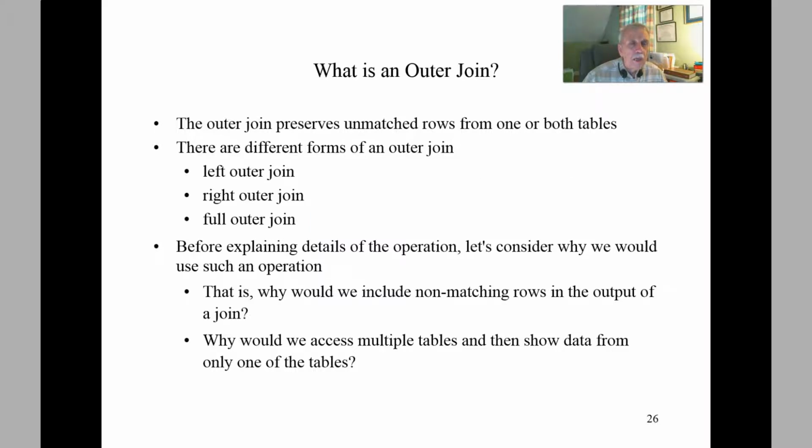Before we explain the details of how the outer join works, let's consider why we would want to use such an operation. That is, why would we include non-matching rows in the output of a join? Why would we access multiple tables, then show data that exists in only one table and has no matching data in the other table? These are good questions to consider, and as we answer these, we'll explain the purpose of the outer join.